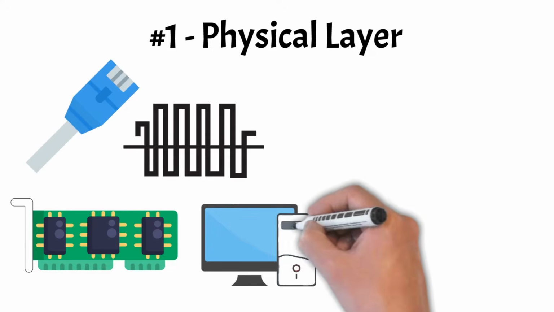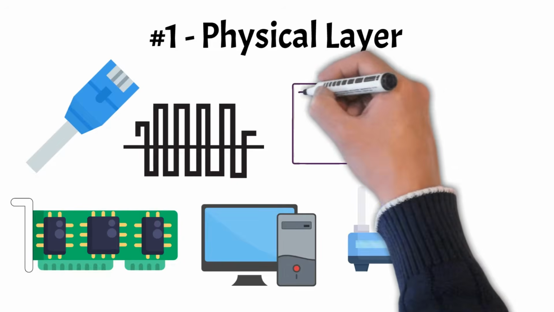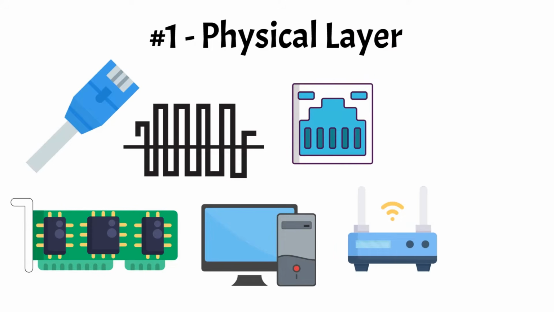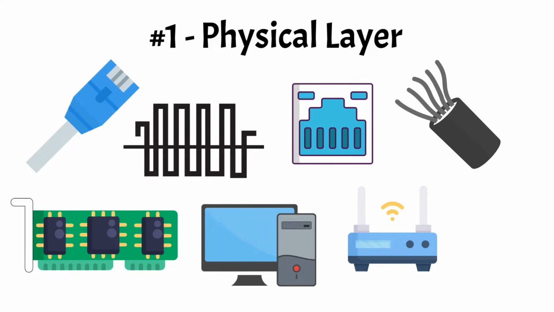For example, when you connect your computer to a router using an Ethernet cable, the physical layer handles the actual transmission of data bits through the cable. It defines the specifications for devices, including the type of cables, connectors, and signal types used, as well as how data bits are encoded and transmitted. Essentially, the physical layer provides the foundation upon which the higher layers build their functionality, enabling the physical connection between devices on a network.